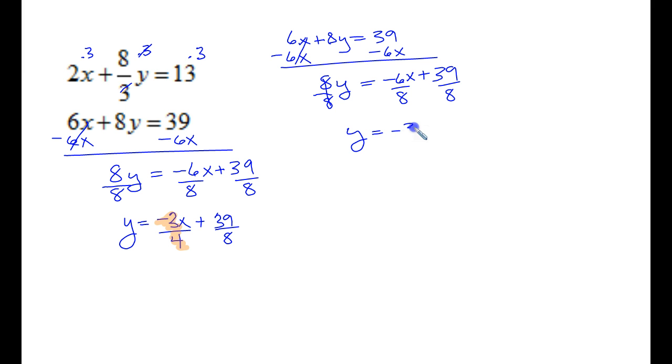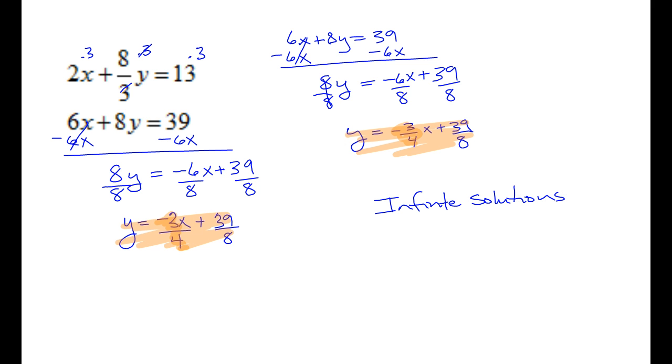So that reduces to negative 3/4. And this one doesn't divide or reduce. So there we go. Not only do they have the same slope, but they're the exact entire whole matching equation. So this would have infinite number of solutions. Infinitely many or infinite solutions.